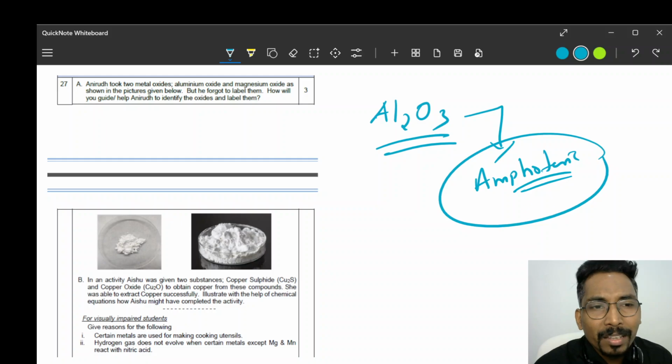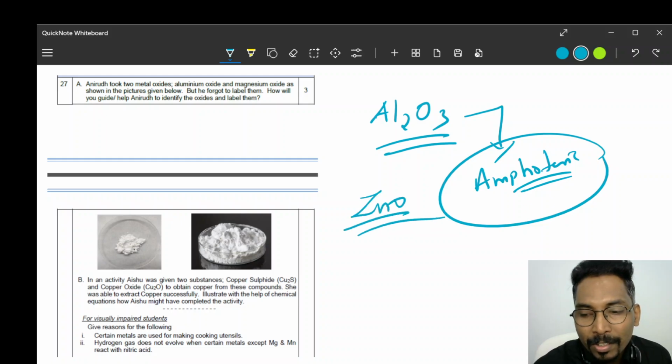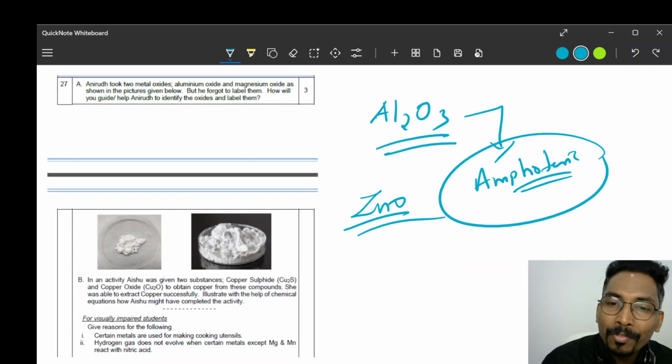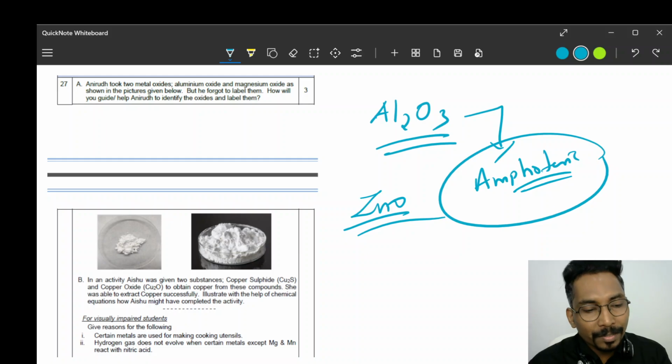Can you please tell me which is the other example of amphoteric oxide that we have studied apart from aluminum oxide? That is zinc oxide. So both are very important. Zinc oxide and aluminum oxide are amphoteric in nature. Okay, good.